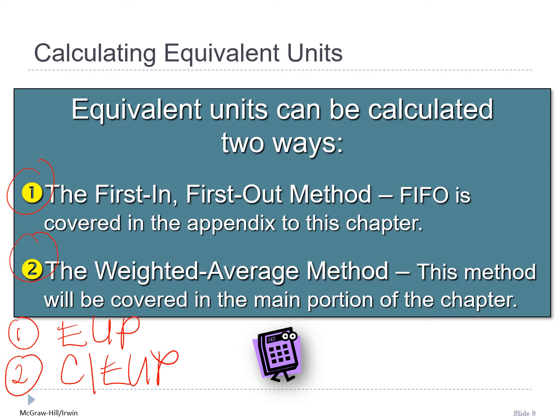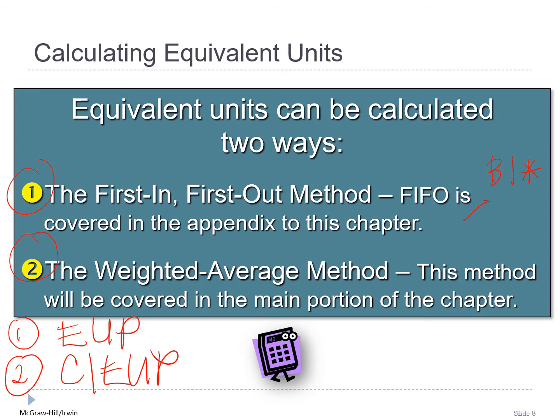Pag FIFO kasi, ang assumption natin, kasi first in, first out. So, we need to separately account the beginning inventory. Kasi ito yung first in for that particular department. So, dapat yung beginning inventory mo, siya din yung unang ma-transferred out. So, separate yung accounting for the beginning inventory.